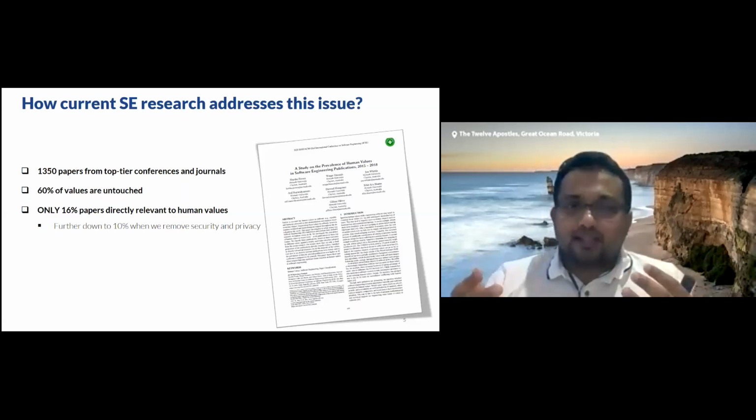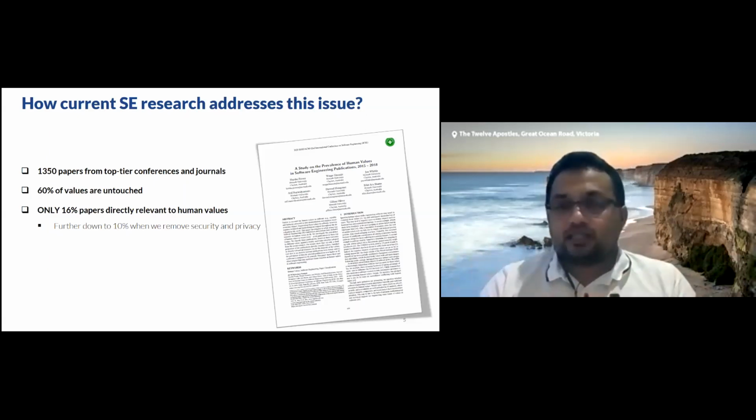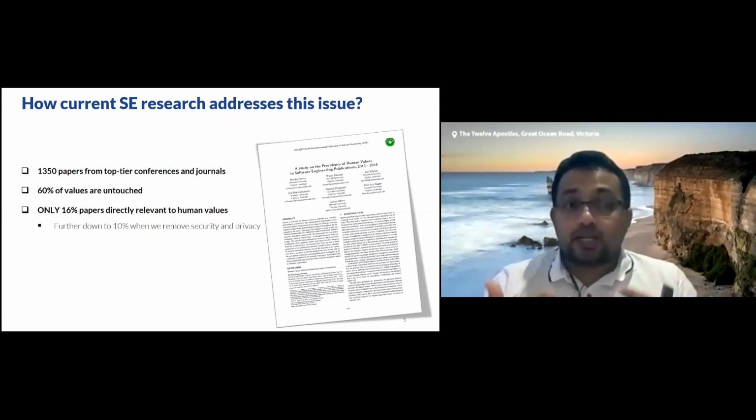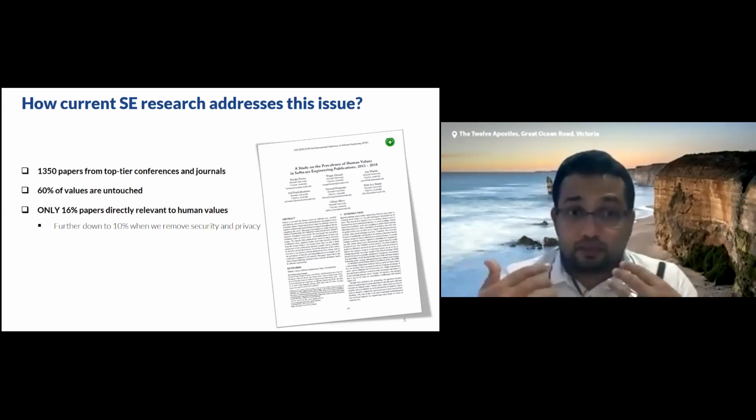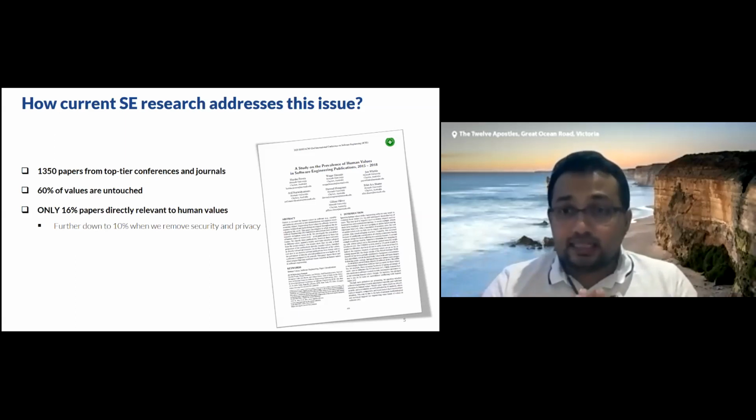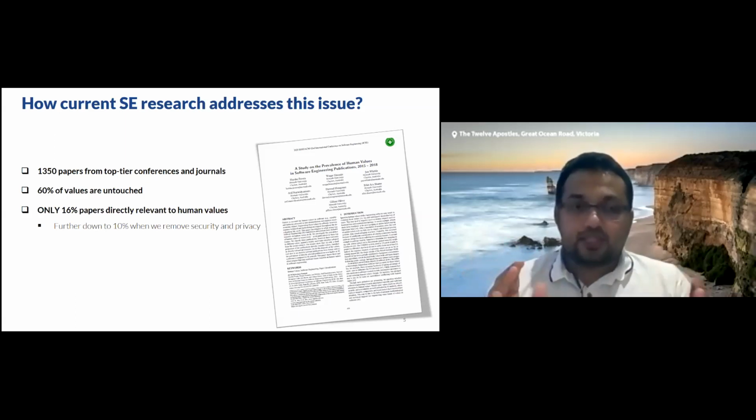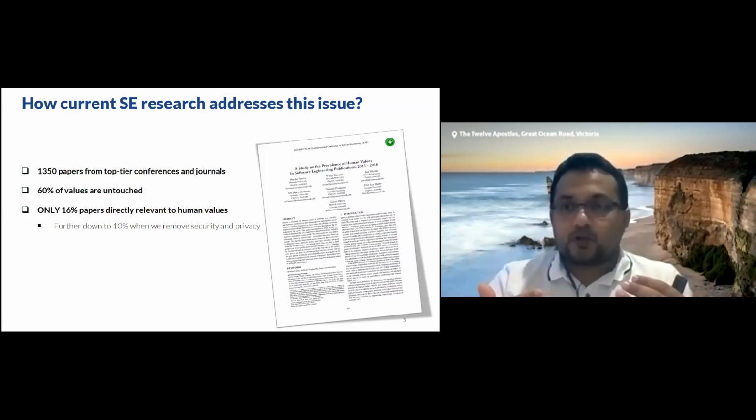We have done a research, which was published in IEEE 2020 very recently. Here, we went through 1,350 research papers which were published in top tier conferences and journals from 2015 to 2018. And surprisingly, as well as unfortunately, 60% of values were untouched by this research, and only 16 papers were directly relevant to human values. On the other hand, if we remove some of the well-known values, such as security and privacy, this number goes further down to 10%.